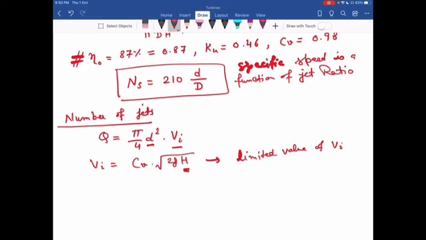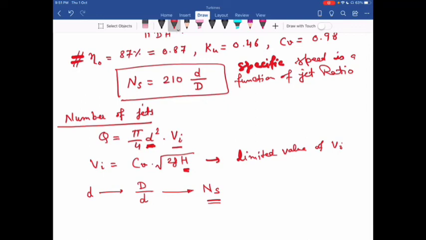Now I see that to increase the discharge, I have to increase d. Now further, this d depends on jet ratio, whose value is a function of specific speed. So for a given turbine, the specific speed is fixed.